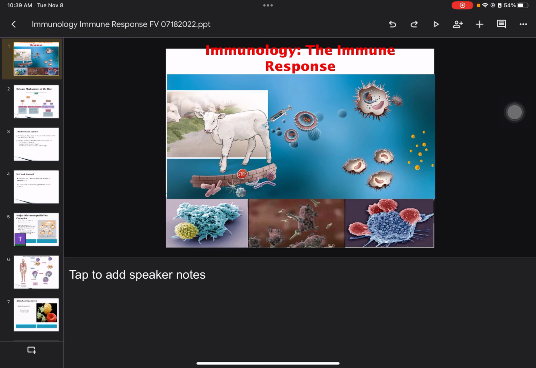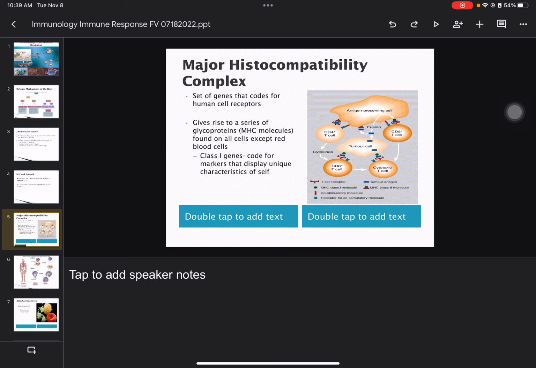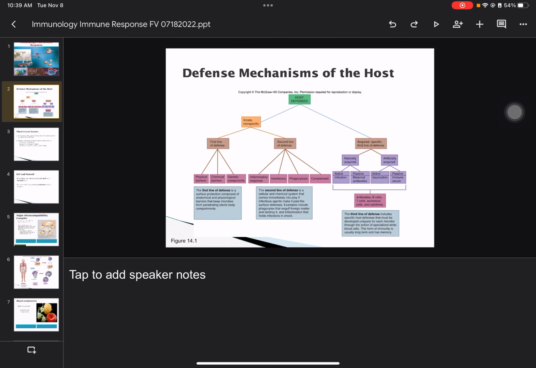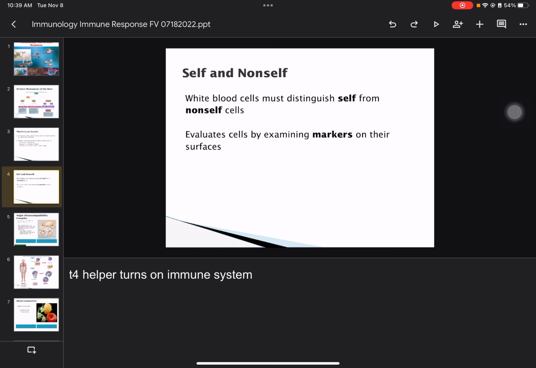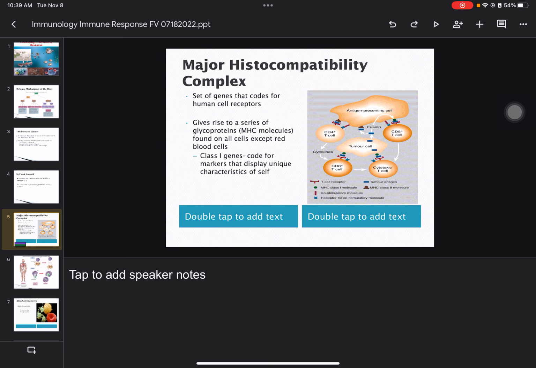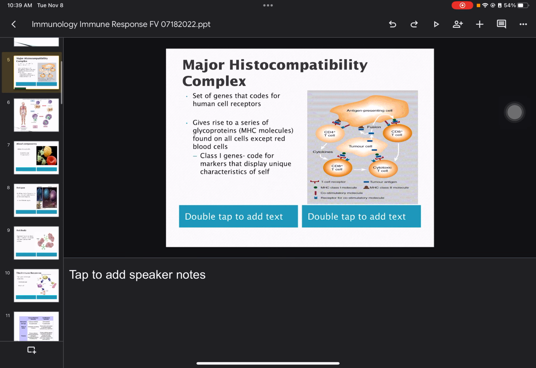Who can tell me what the major histocompatibility complex is? For those of you who take anatomy and physiology, come on, tell me. It's the Rh and the A and B and stuff. Oh, good. Yeah, but not blood, it's everything else, right? And so when you think about major histocompatibility complex, there are really four different classes. I'm only going to talk about the top two.